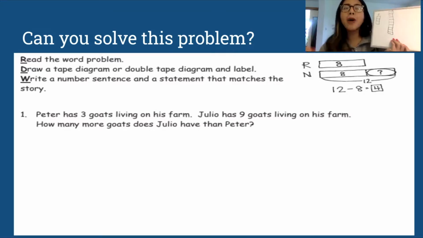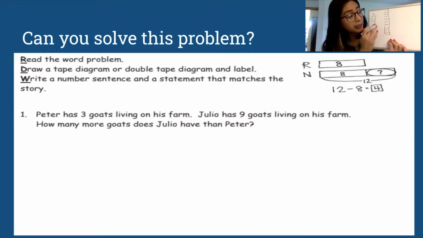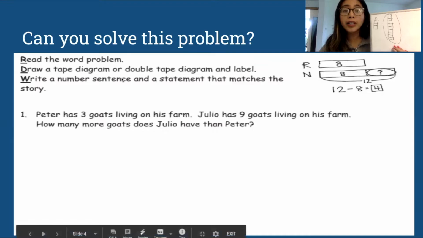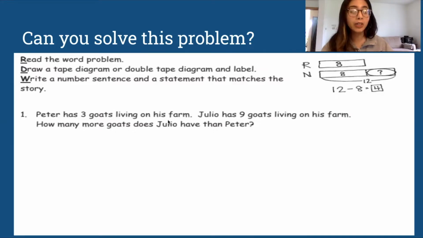And our question is, how many more goats does Julio have than Peter? So that means we have to find that difference. So go ahead and you can draw either a tape diagram or a double tape diagram to help you. And then you can pause the video now so that you can come back and check if your work matches my work. All right, Kipsters, if you paused the video, great. Otherwise, if you didn't, go ahead and use your paper and your pencil to do this problem with me. And you can pause the video at any time to take your time to draw the problem out.